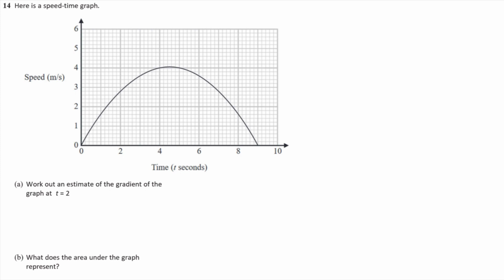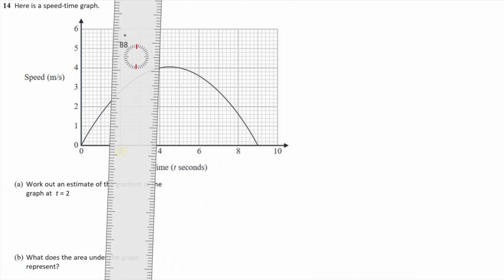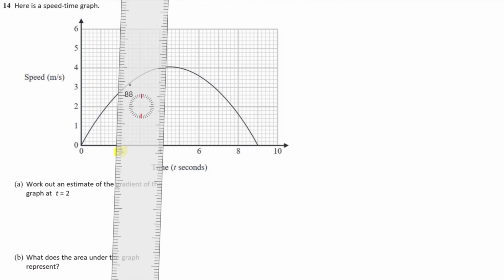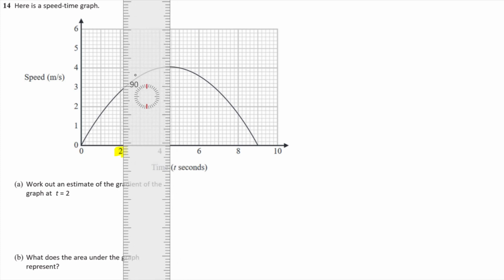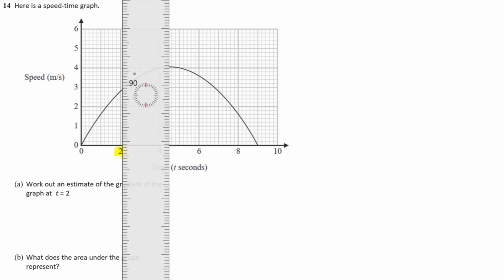Work out and estimate the gradient of the graph at t equals 2. Okay, so where is t equals 2? T equals 2 is here on the axes. So if I read up from there until I hit the graph, that will be the point where I need to take my tangent, isn't it? So where's that then? It's here, this point there.